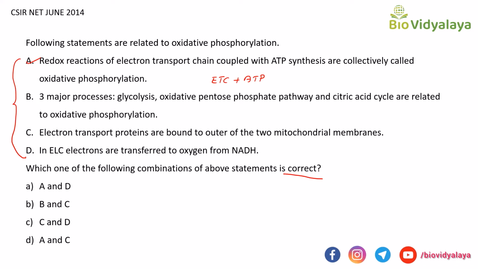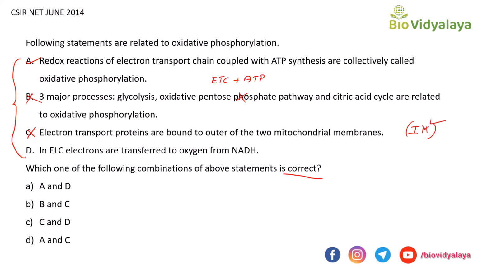Next, statement B. Three major processes, glycolysis, oxidative pentose phosphate pathway and citric acid cycle, are related to oxidative phosphorylation. This statement is incorrect because pentose phosphate pathway is not a part of oxidative phosphorylation. Okay. Next is statement C. Electron transport proteins are bound to outer of the two mitochondrial membranes. This is also not correct because electron transport chain is present in the inner membrane of the mitochondria.